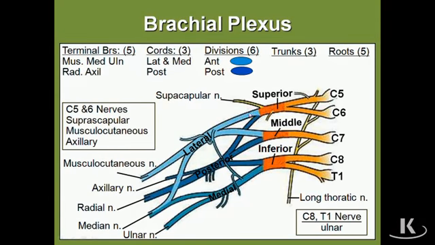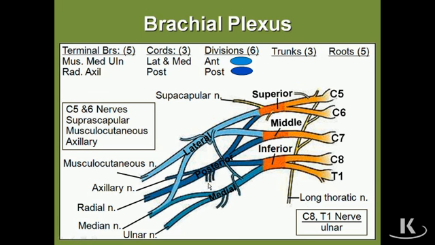Then, as we proceed out into the axilla, what we see is that the anterior division of the upper and middle trunk get bundled together into what's called the lateral cord. The anterior division of the lower trunk stays by itself and changes its name to medial cord, and the posterior divisions of all three trunks get bundled together and get called the posterior cord. So as we pass through the axilla, we have a lateral, a medial, and a posterior cord.